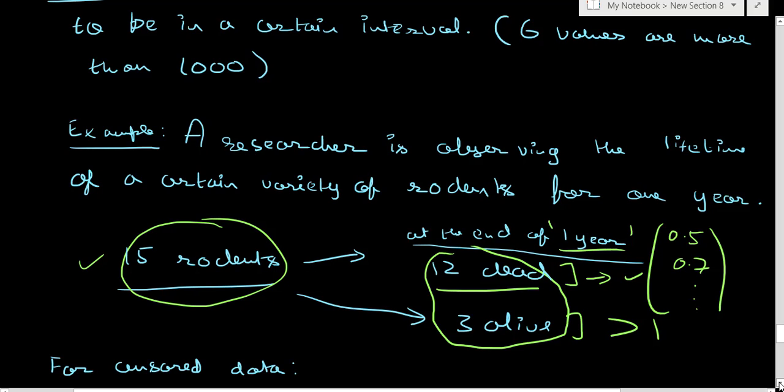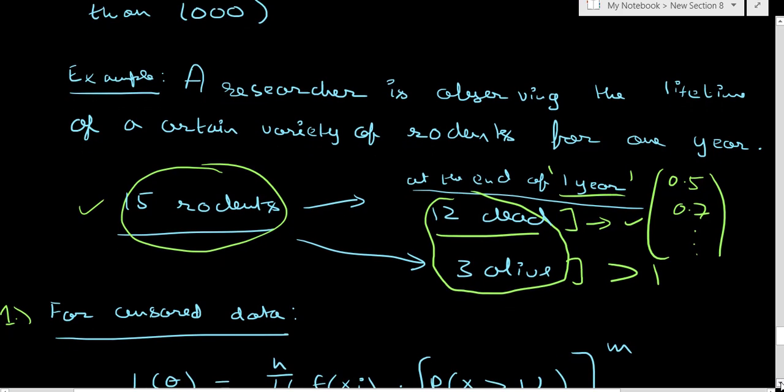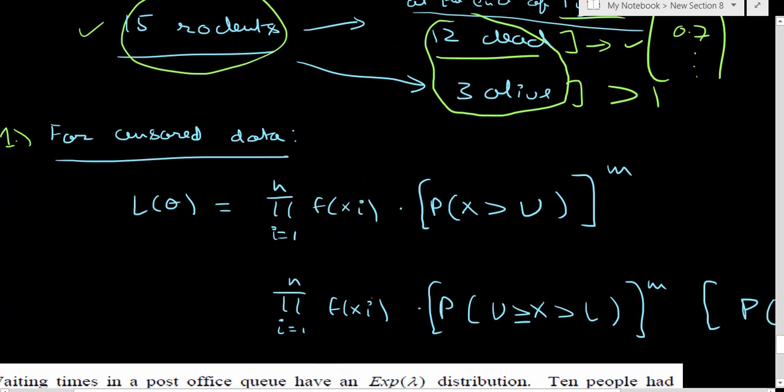Okay, so let's see how we do that using a maximum likelihood estimator, and how we get a maximum likelihood estimator in case of an incomplete sample. So for example, the first thing I'm going to discuss with you guys is censored data. For censored data, the likelihood function changes somewhat like this.